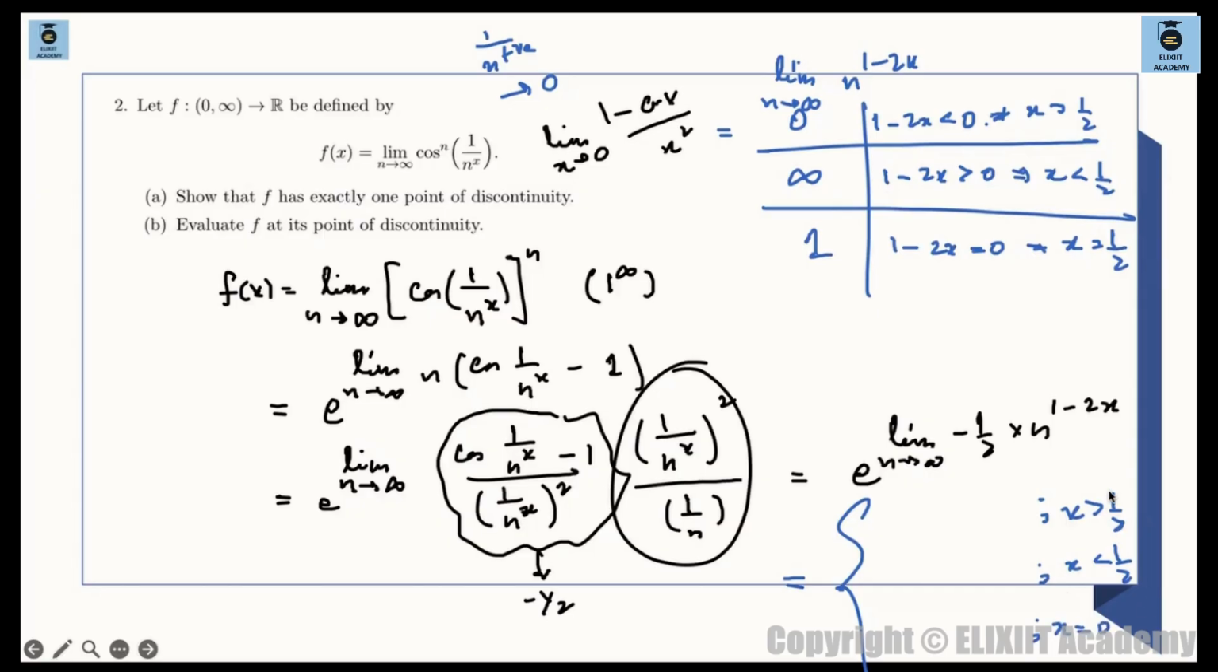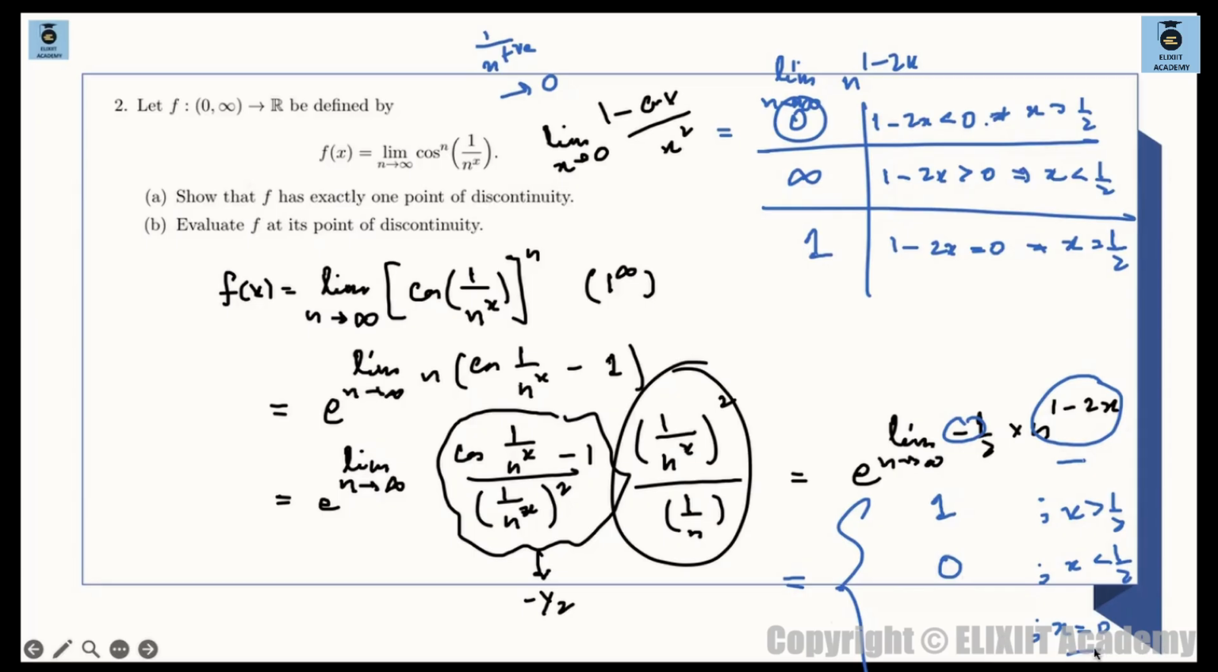So when x is more than half, this quantity becomes 0. This limit becomes 0. So minus half times of 0, मतलब 0 होगा. This will become 0. मानते हो ना? When x is more than half, this will become 0. तो e raised to the power of 0 क्या हो जाएगा? Limit quantity is completely 0. तो e raised to the power of 0 is 1. And when x is less than half, this will be infinity. Limit will be infinity. And सामने minus है. तो e raised to the power of minus infinity will tend to 0.